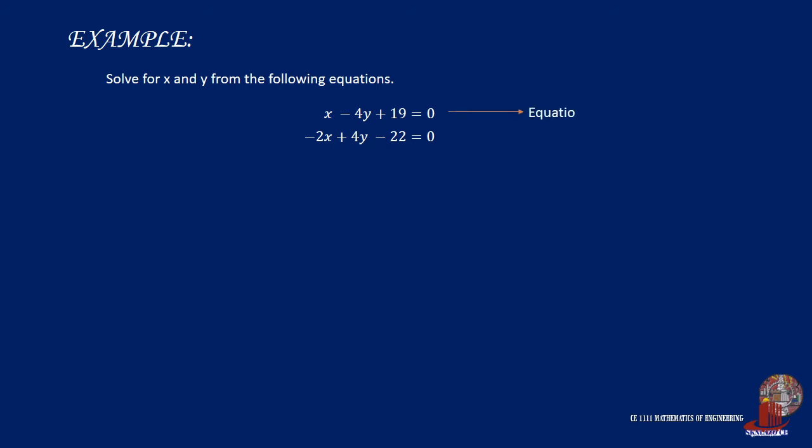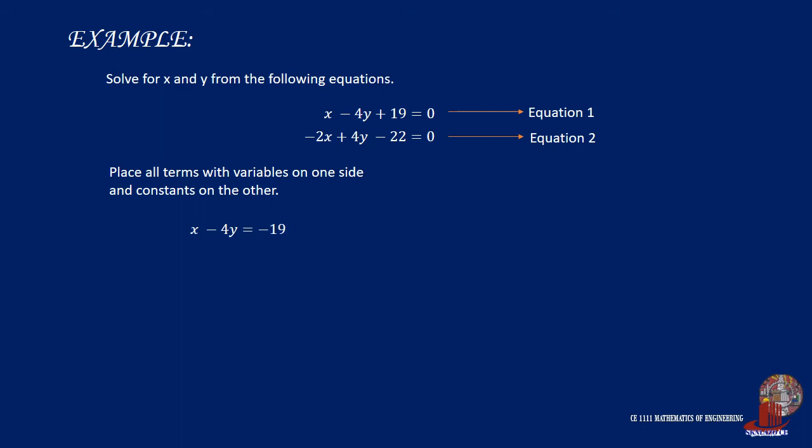Let's work on the following example. Solve for x and y from the following equations. x less 4y plus 19 is equal to 0, and negative 2x plus 4y less 22 is equal to 0. Again, let us designate the first equation as equation 1 and the next as equation 2. Start by placing all variables on one side and constants on the other.